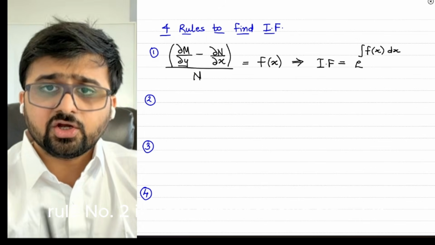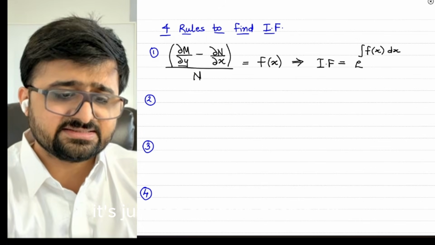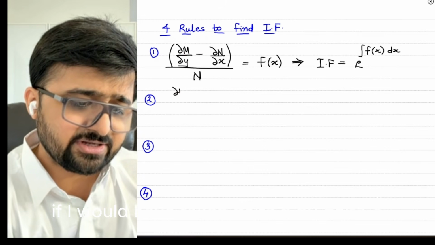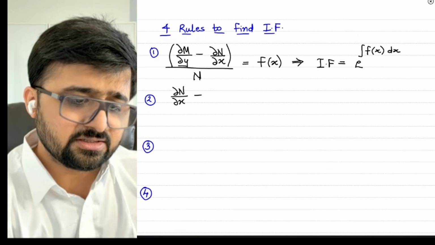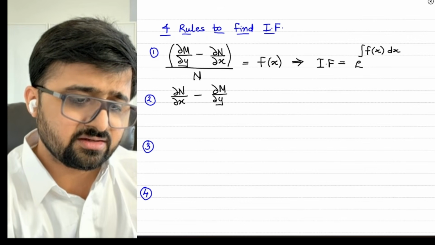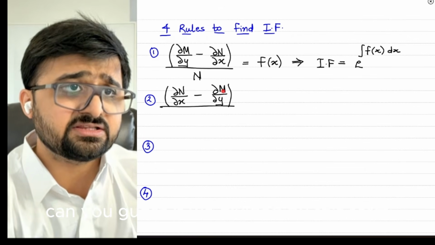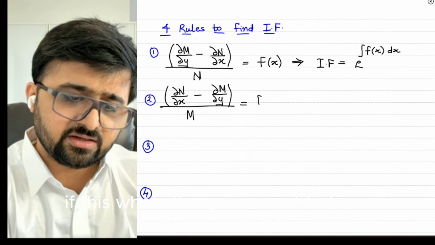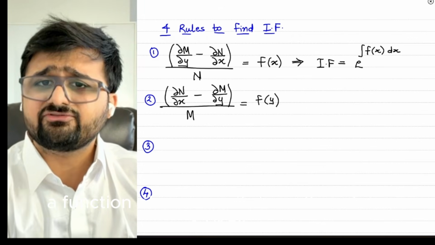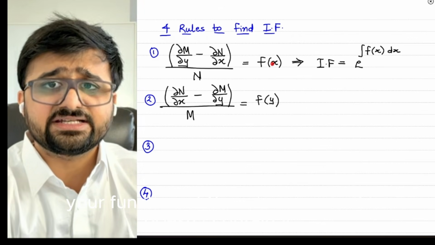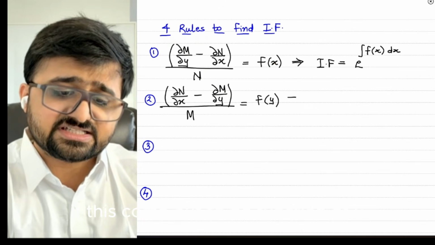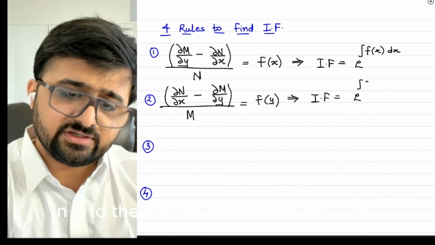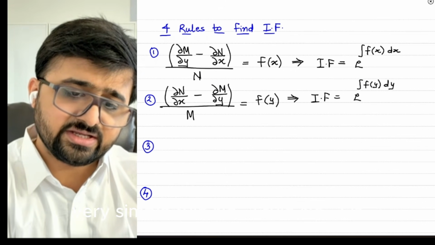That's the integrating factor. Rule number two is very similar to rule number one; it's just the reverse of this. Instead of taking delta M by delta y first, if I take delta N by delta x minus delta M by delta y, can you guess it? We divide it by the second term, M. If this whole thing comes out to be a function of y, which means it doesn't contain x, just as a function of x means it doesn't contain y, then you can guess that the integrating factor is equal to e to the power integration of f(y) dy. Very simple.